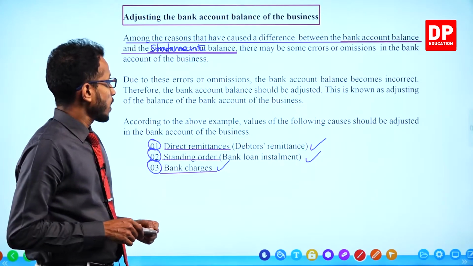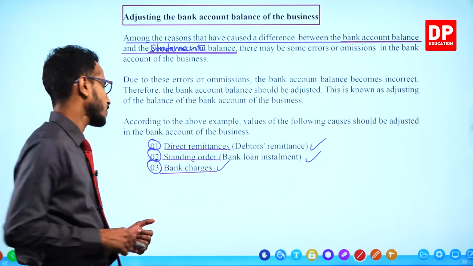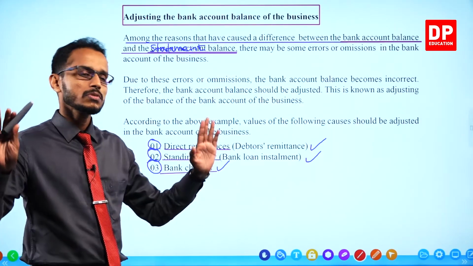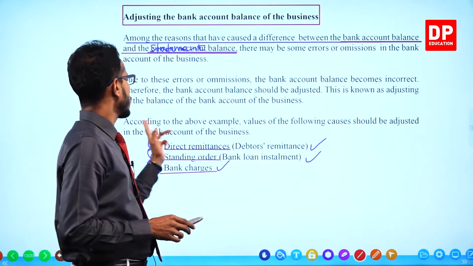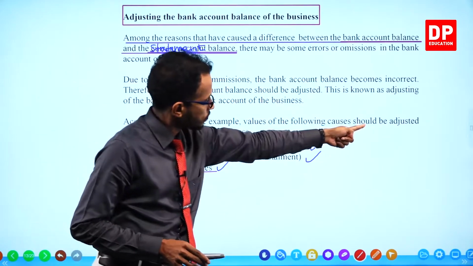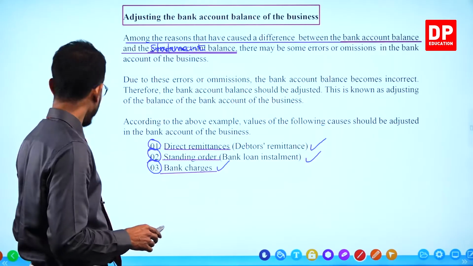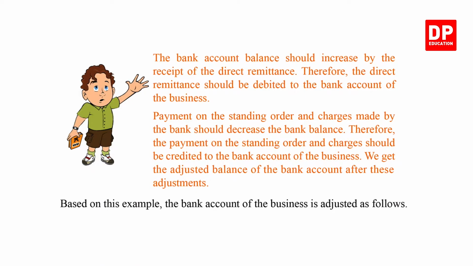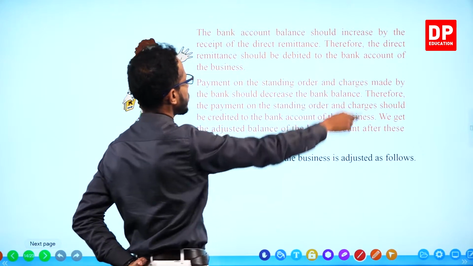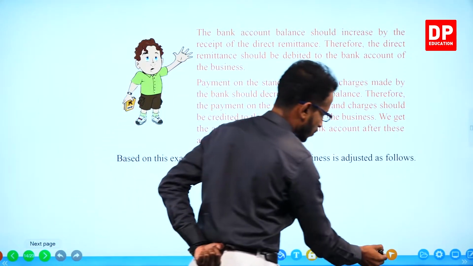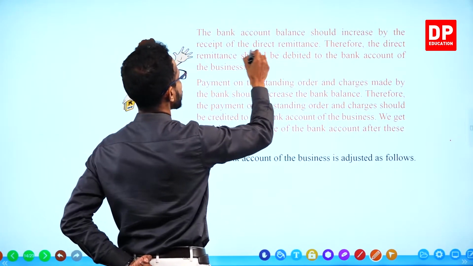Yeah, we are going to enter them into the adjusted bank book. Adjusted, some say updated bank book, some say adjusted bank book or bank account. It doesn't matter. Right, we are done with this. Let's move on. The bank account balance should increase by the receiving of direct remittances, of course. Let's take it separately. Direct remittances.